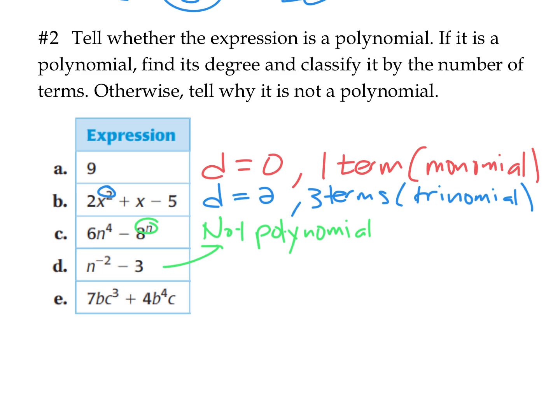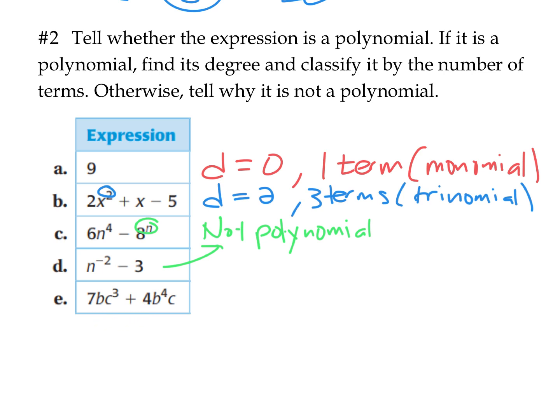In our last example here, 7bc to the 3rd plus 4b to the 4th c. All right? So let's find the degree. It is a polynomial. We're adding and subtracting monomials. This is a monomial, terms multiplied together, and we're adding them. So we're adding 2 terms together. So it's got 2 terms. We'll talk about that here in a second.